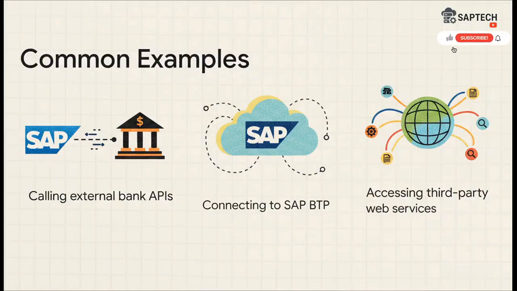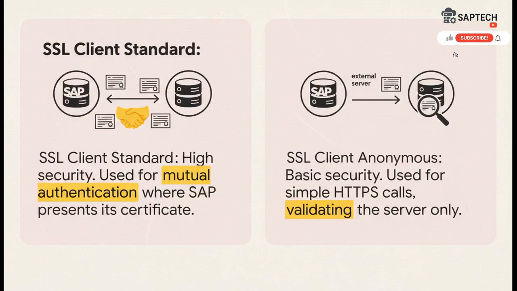Think about your SAP system calling a bank's API to process payments, or connecting to services on the business technology platform, or really accessing any third-party web service out there. In all of those cases, your SAP system is the client. Now, when SAP is a client, there are two main flavors of trust to think about. SSL Client Standard is the high security option. This is for what's called mutual authentication, where both sides exchange certificates, like a secret handshake. But more common is SSL Client Anonymous. This is where SAP just checks the server certificate to make sure it's legit without having to show its own ID.